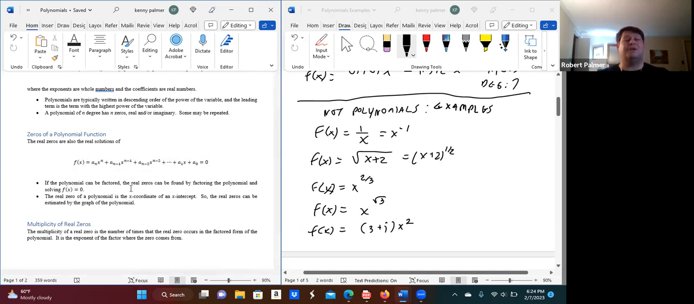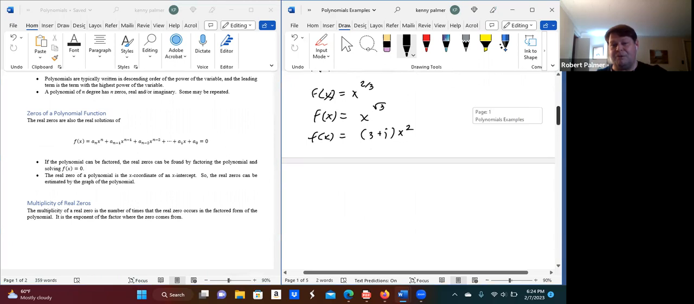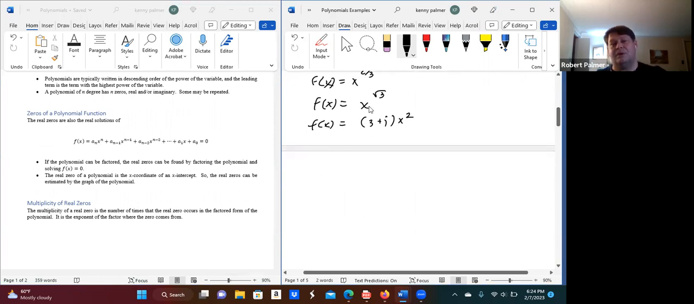And also, if a polynomial has real zeros instead of complex zeros, basically that zero is going to be the x-coordinate of an x-intercept. So basically, you can estimate the real zeros by the graph of the polynomial. Okay, so let's take a look at a few examples. So let's say we want to find the zeros of the polynomial.